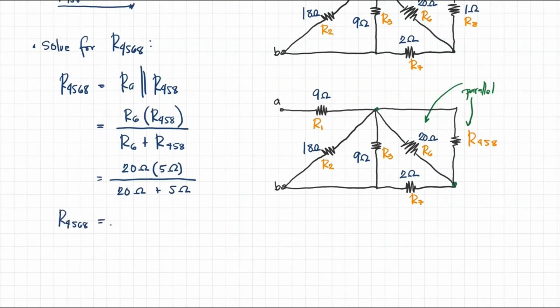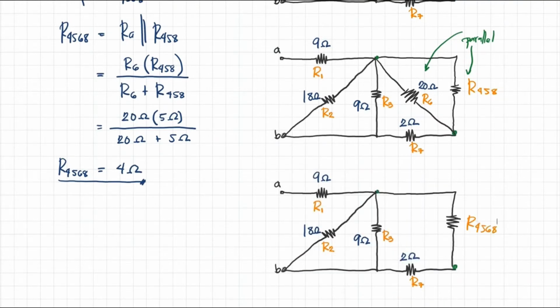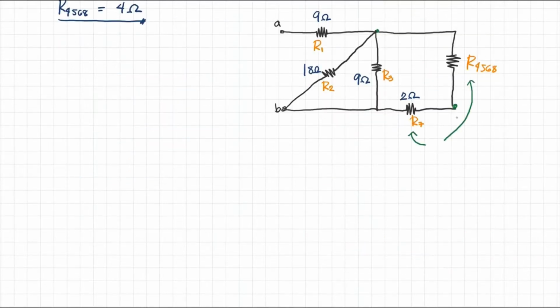Okay, so 4 ohms. Now that we are done with R4568, we can further simplify our circuit. We copy again the parts that have not been touched, and then redraw the combination of R6, 4, 5, 8, or R4568. And now, we can observe that it is now in series with R7.